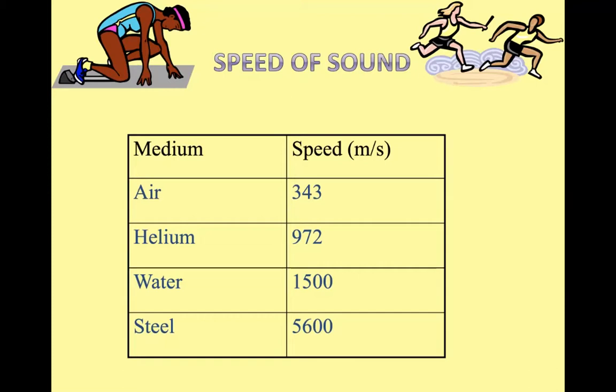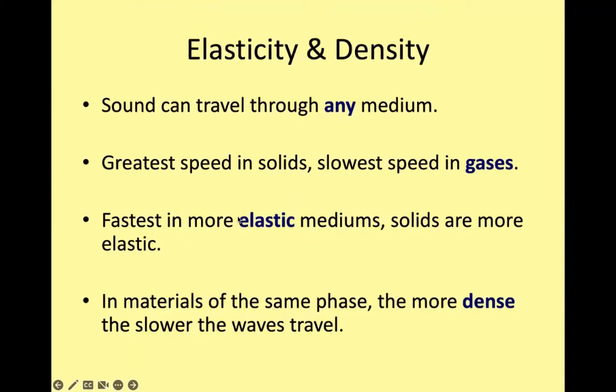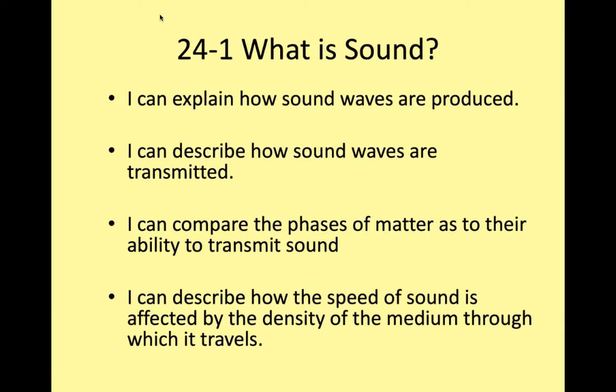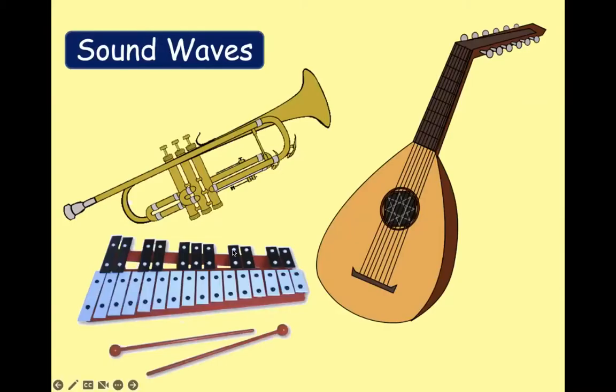For water it is 1005, and for steel it is 5600. So sound can actually travel through any medium. Greatest speed in solid, slowest speed in gas. The fastest is in more elastic mediums, and solids are more elastic. In terms of material, the denser the material is, the slower the wave travels. So these are all the instruments that produce sound.